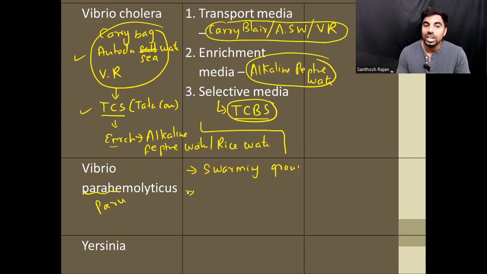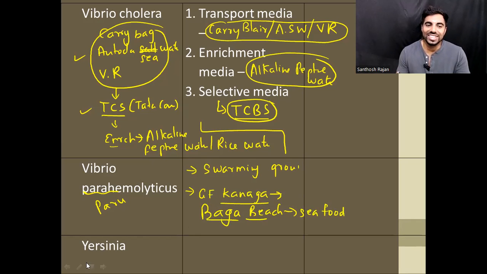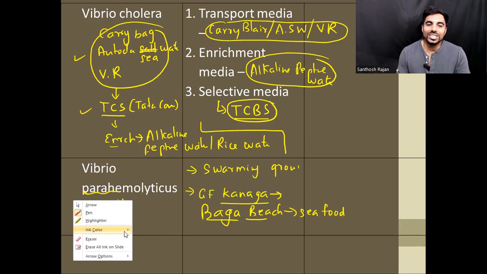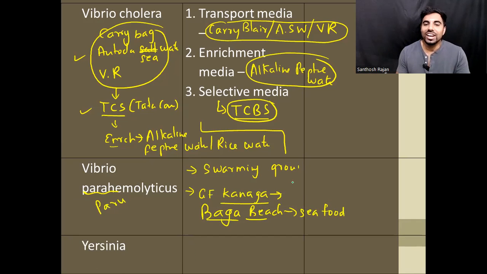But where does she swim? She has another girlfriend. Her name is Kanaga. And they go to which beach? Baga Beach. They go to Baga Beach to have seafood. And they got what? Food poisoning. Okay, that's a different story. Sir, Kanaga, Baga, what is it? Yes, I'll tell you. This is basically the Kanagawa phenomenon.